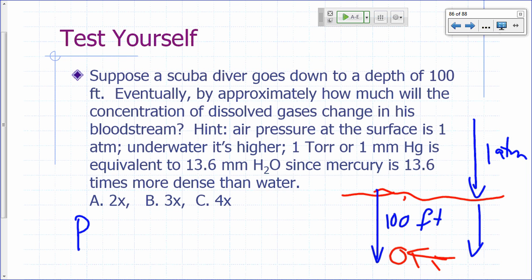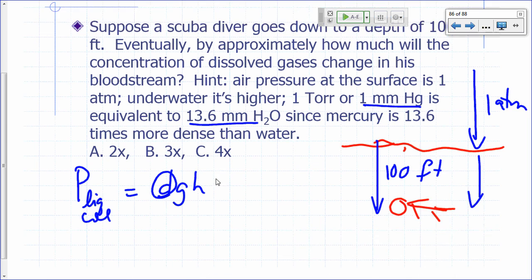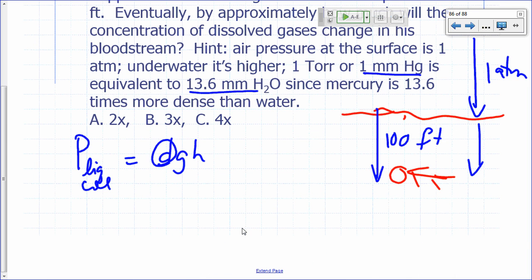Pressure due to a column of liquid is density times acceleration due to gravity times h. You can see it's directly proportional to the density. So the more dense the liquid, the higher the pressure due to a column. So you can just compare that to a column of mercury. A column of 1 millimeter of mercury is equivalent to 13.6 millimeters of water. So it's easier to do it that way. Let's calculate the pressure due to a column of water. First of all, let's see how to express this in terms of millimeters. So 100 feet of water.